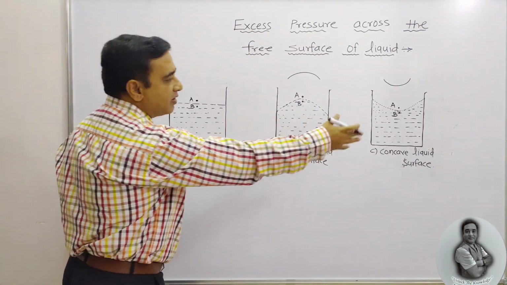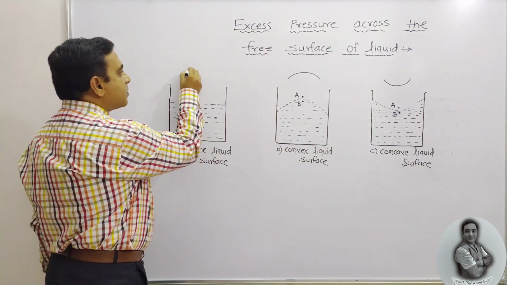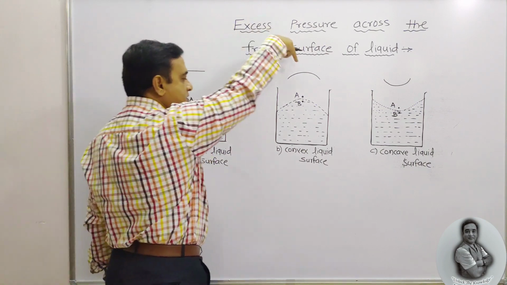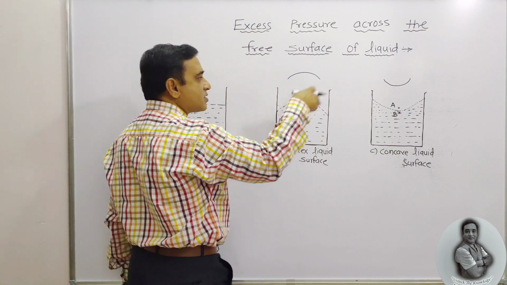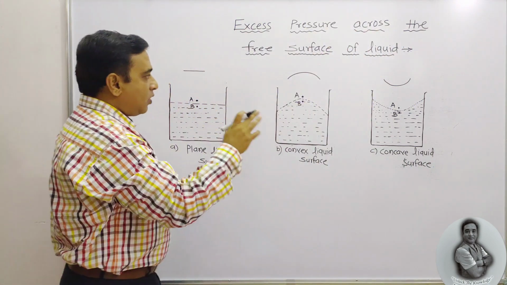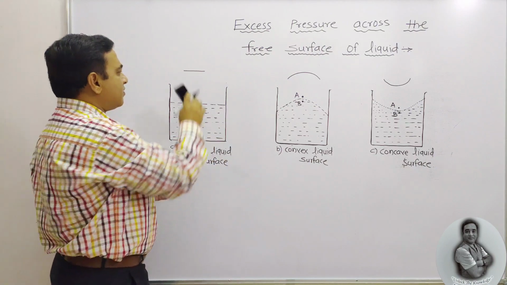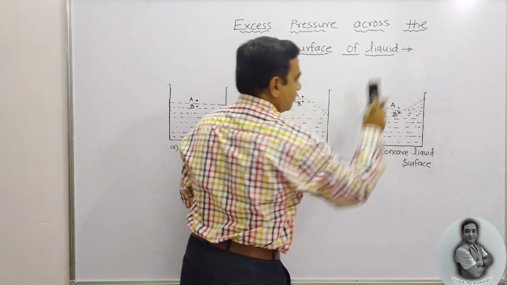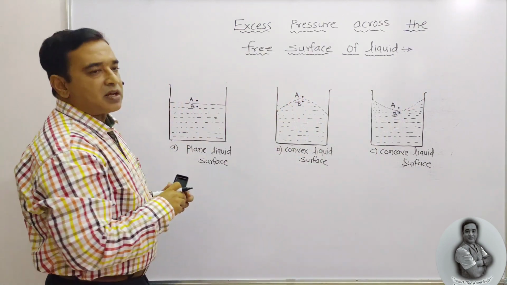We have the concave liquid surface. This one is the plane surface. From the upside we have the convex surface, and we have the concave surface from the upside. Now we should not get confused between these two. This is convex, this is concave. Okay, now these concepts are clear.